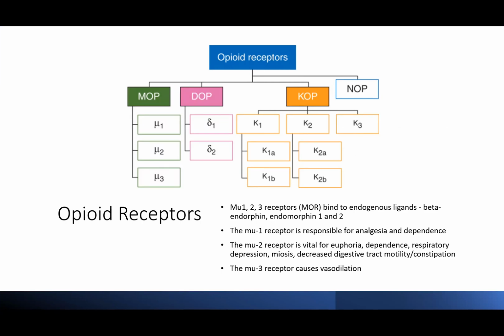So the mu receptors bind to beta endorphin and endomorphin 1 and 2. The mu1 receptor is thought to be largely responsible for analgesia and dependence in opioid use disorder. The mu2 receptor is responsible for a lot of the euphoria and the dependence, as well as some of the side effects that we see from opioid intoxication or withdrawal: respiratory depression, miosis, decreased digestive tract motility, and constipation, particularly when they're activated. And then the mu3 receptor is involved with vasodilation.